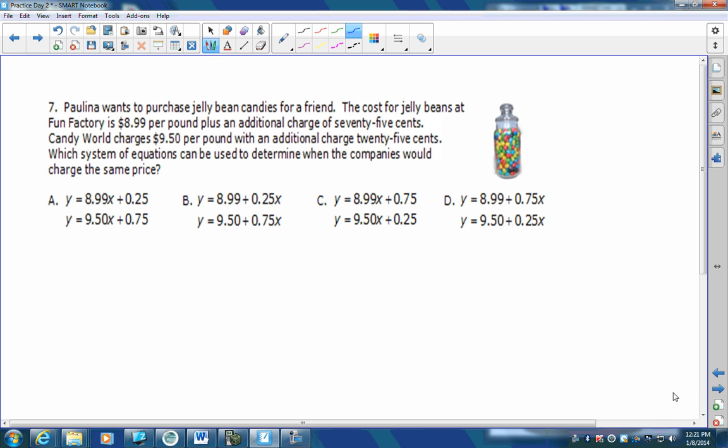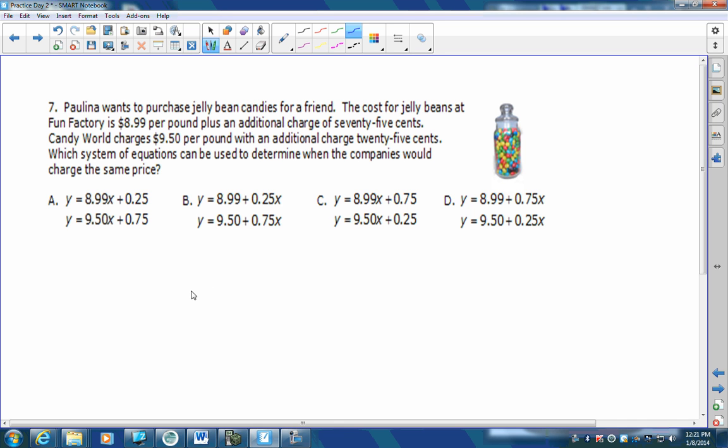Number 7. Paulina wants to purchase jelly bean candies for a friend. The cost for jelly beans at Fun Factory is $8.99 per pound, plus an additional charge of 75 cents. Candy World charges $9.50 per pound with an additional charge of 25 cents. Which system can be used to determine when the companies charge the same amount?